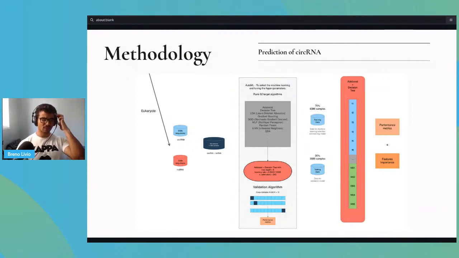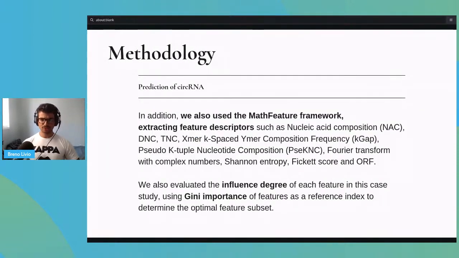Also, considering a relatively large sample of biological sequences, we can divide our sample in a way to validate results beyond just analyzing the average metrics, as for example the tenfold cross-validation as we did in our first case study. In addition, we also used the MathFeature framework to extract descriptors such as the nucleic acid composition, GC content, and more. We also evaluated the influence degree of each feature in this case study, but in this case using the Gini importance as a reference index to determine the optimal feature subset.